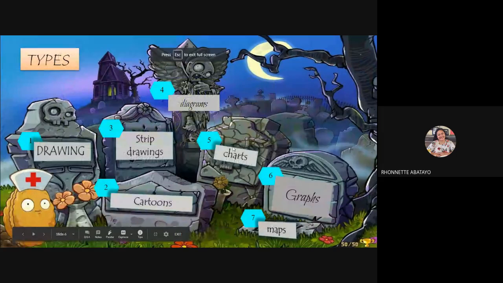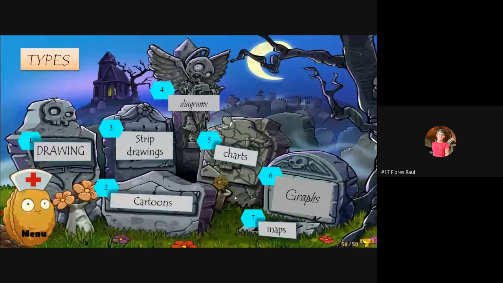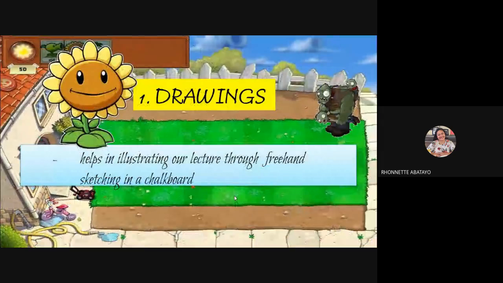So what we have here first, we'll talk about drawings, cartoons. We also have strip drawings, diagrams, charts, maps, and also graphs. First, drawing. Who among you here are artists who love to draw? Do we have some? JK, Miss. Yes, JK is like an illustrator. So first we have drawings.